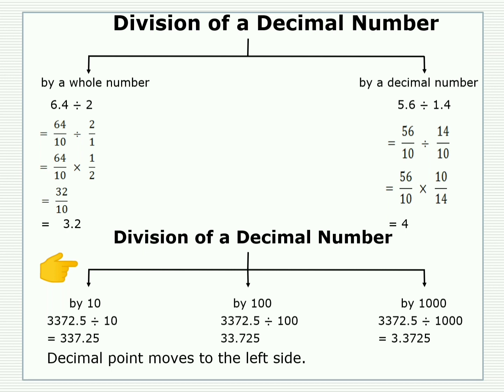3372.5 divided by 10, answer is 337.25. 3372.5 divided by 100, answer is 33.725, and the last one is 3372.5 divided by 1000, answer is 3.3725. So children, here the revision is completed.